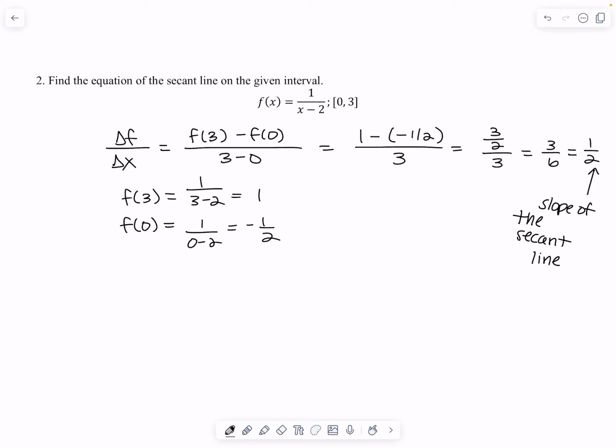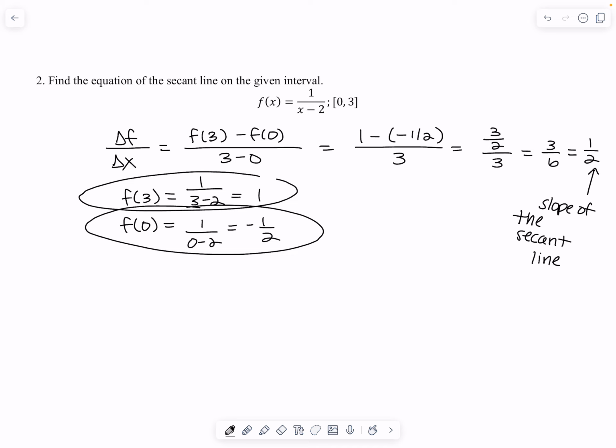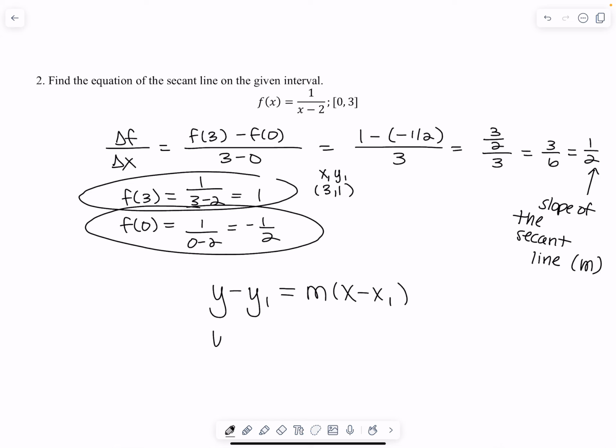And now you need to take one of these 2 points, either 3, 1 or 0, -1/2. It does not matter which one. So maybe I'll just do the first one, the 3, 1, and write a point slope line. So again, the format of that is y minus y1 is equal to m times x minus x1. So slope of the secant line, that's our m. And then this would be my x1, my y1. So y minus 1 equals 1/2, the slope, times x minus 3. So that's one way to write the equation of the secant line.